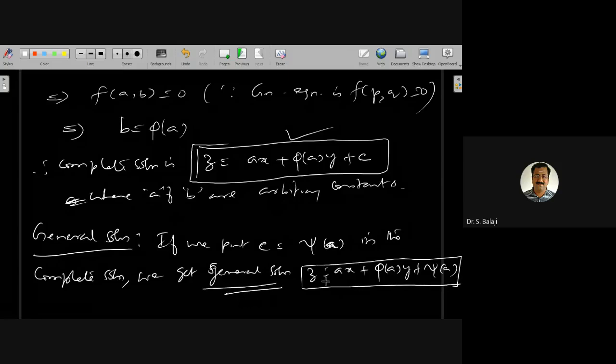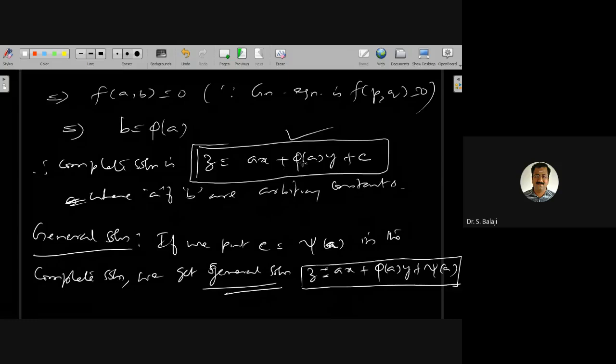This will be the general solution, because the general solution should contain as many arbitrary constants as the order of the differential equation. The order of the differential equation is one only, first order. We must have only one arbitrary constant. Therefore, again write c as a function of a here. Then you can say that it will be a general solution. A particular solution is obtained by putting particular values to the arbitrary constants.